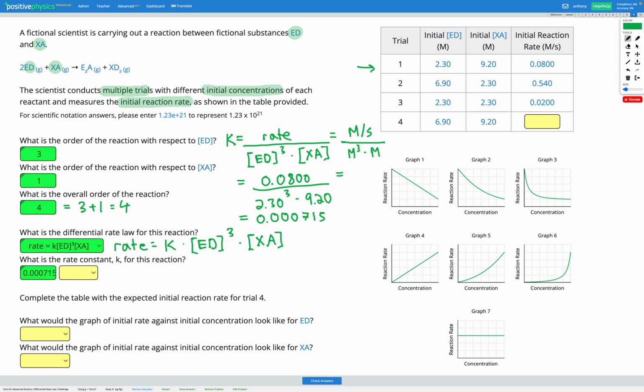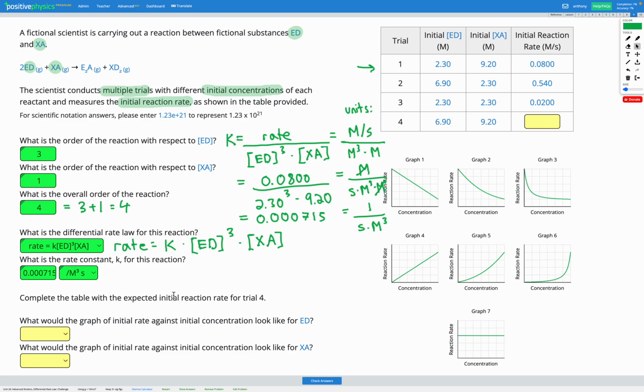Okay, now I'm going to rearrange that to make it look a little clearer. So I'm going to have molar on the top, and then on the bottom, I've got seconds, molar cubed, and molar. The molar on the top is going to cancel with one of the molars underneath, and we're left with 1 divided by seconds times molar cubed. And that's for our units. So our unit here is going to be per second molar cubed. Awesome. Okay, we've done most of the work.